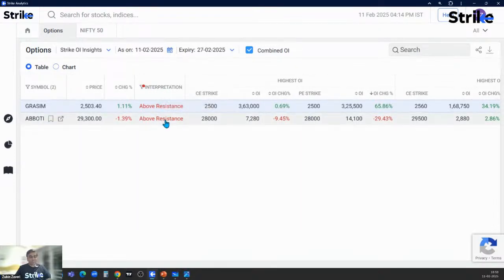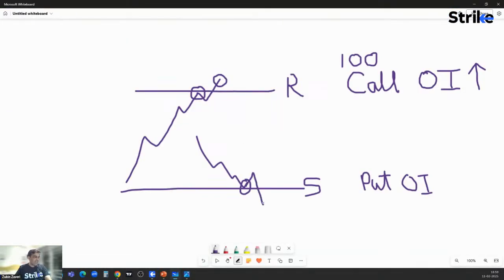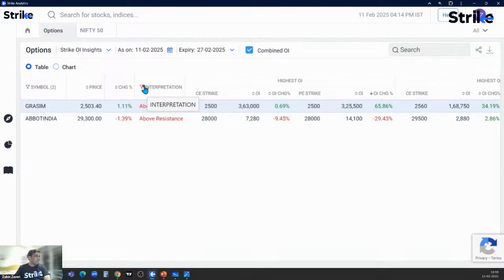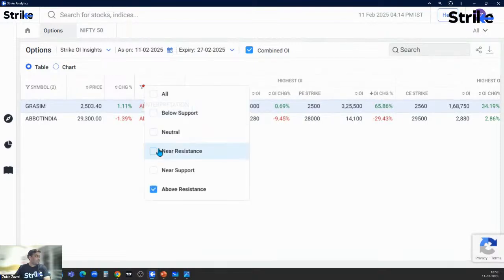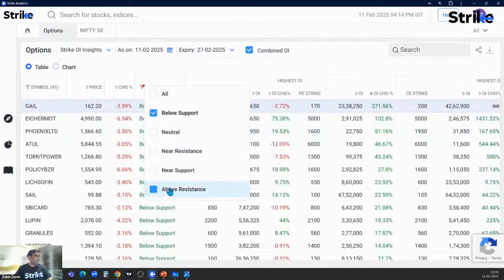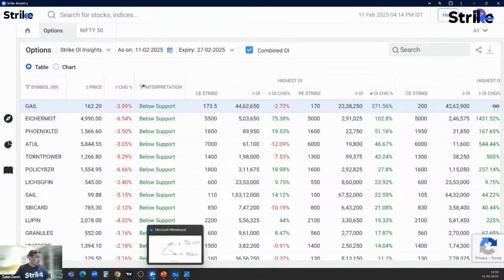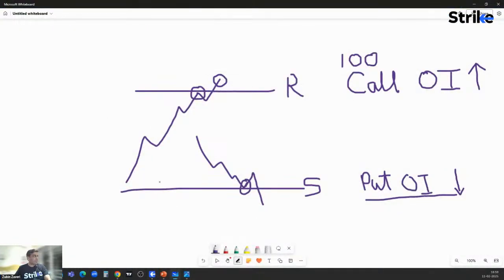Similarly, below support means the prices have crashed below a particular level where put OI was highest, and prices have gone below it. And when the prices went below it, we need to check that for the put OI which was the highest, there is a reduction in the open interest contracts. So for that we will look at the below support level. So today you can see the overall market, also what happened to the market overall?